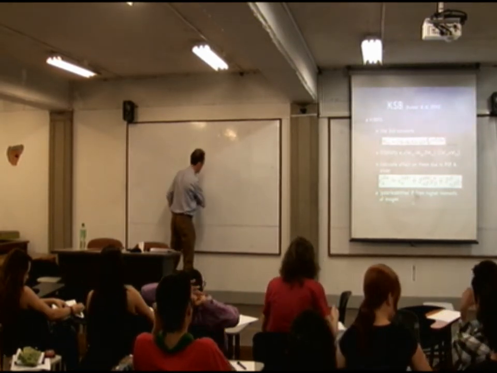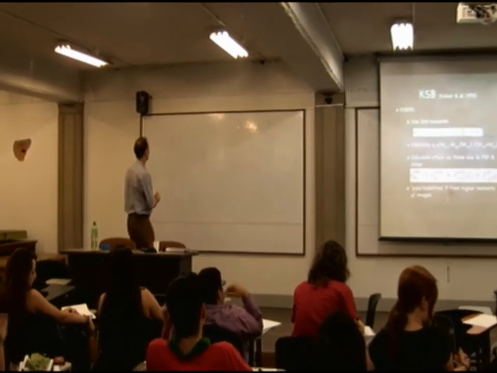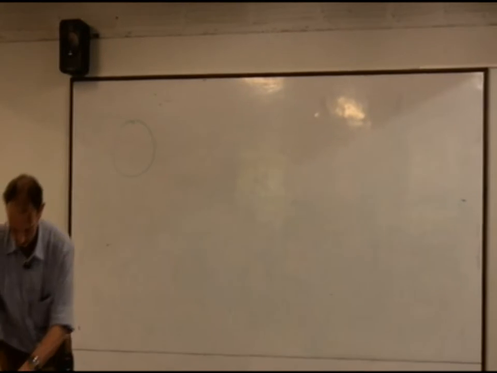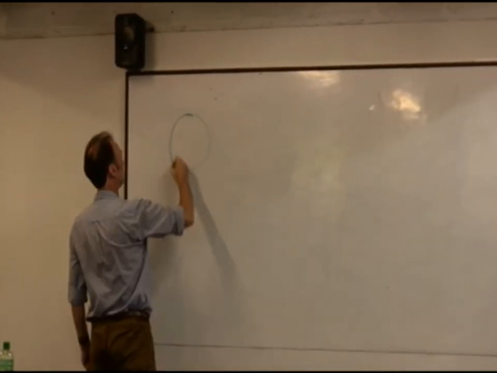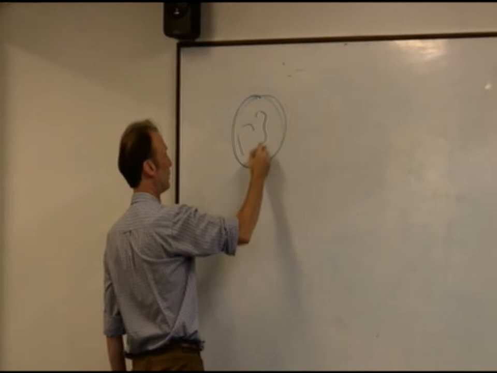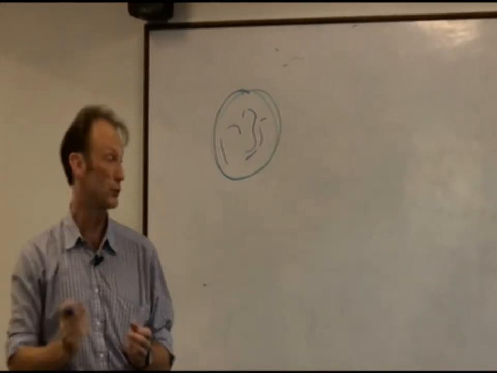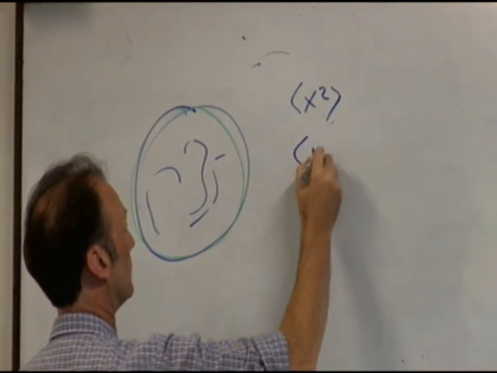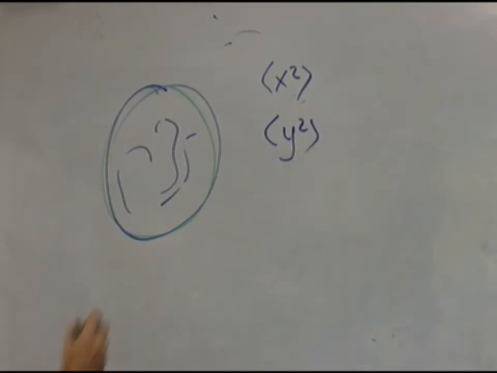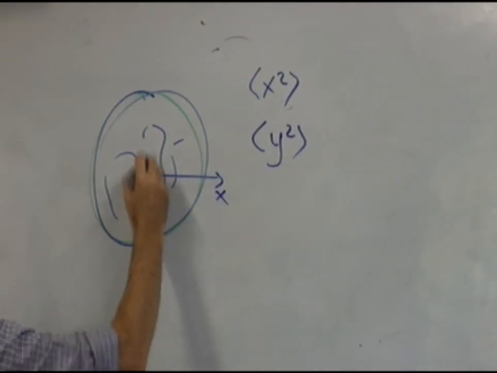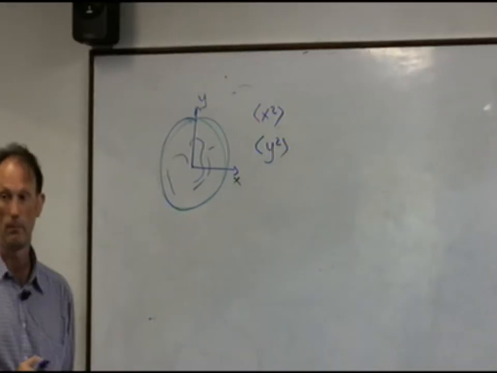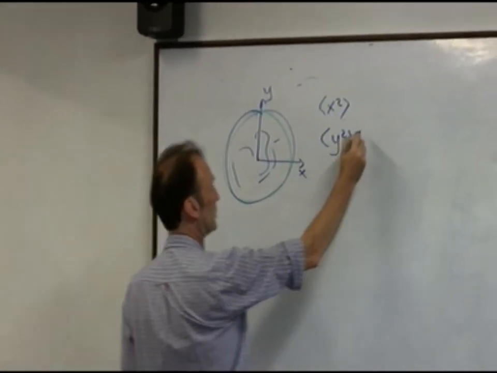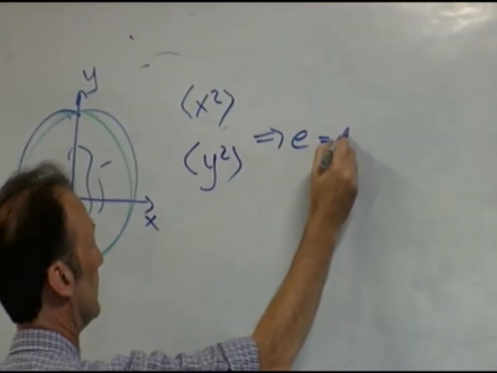If you have a nice round galaxy, there can be spiral structure in this or something, but on average the galaxy is round, then what you would get is that the mean position of x and of y in this galaxy are the same, right? This is a symmetric distribution. So this means that the ellipticity is close to zero.